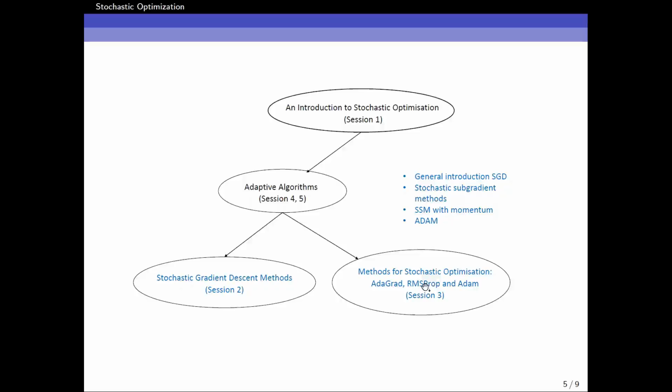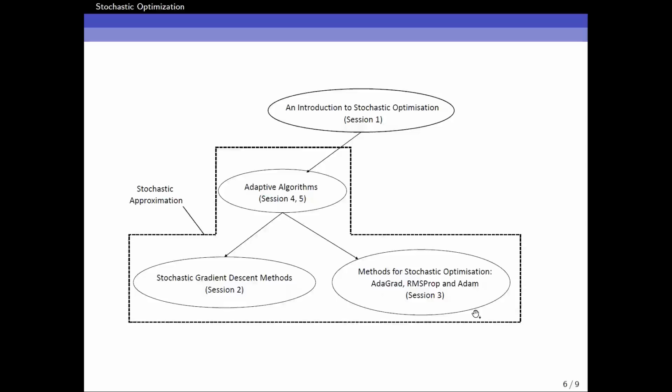And finally, we have also talked about stochastic gradient descent methods that use momentum, like Adagrad or RMSprop. And we have also talked in more detail about the famous ADAM algorithm, which performs adaptive moment estimation. So what we have talked about so far falls in the category of stochastic approximation. And so the randomness here lies in the samples or the updates that we use to update our algorithm.